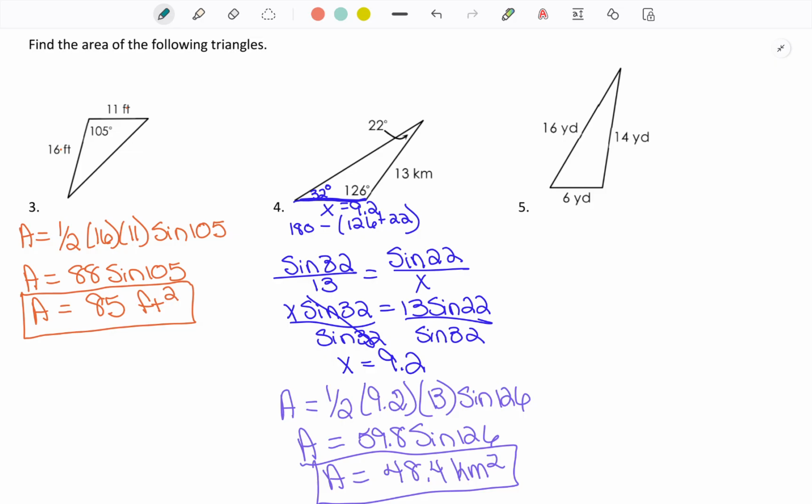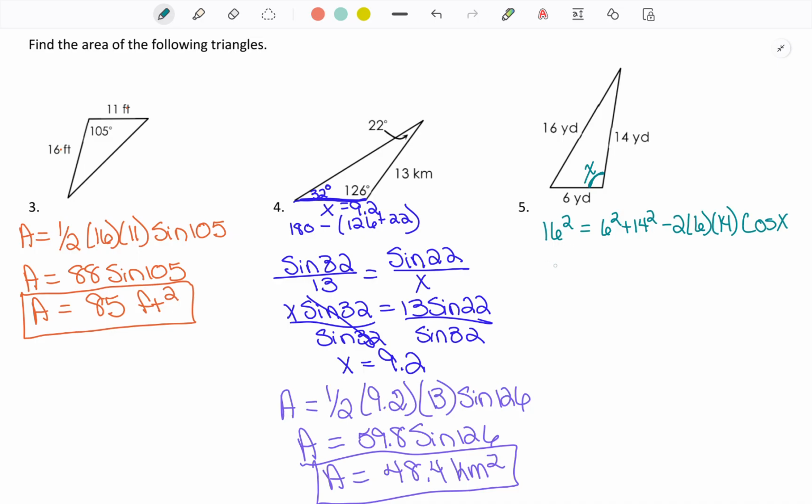All right, so then number 5, we need an angle. So we need to pick which angle. I'm going to go ahead and go for this one. So I'm going to call that X. And so then we are going to have to set up the law of cosines, because we need 2 angles to do law of sines, which we don't have. So we will have 16 as the opposite side. So we'll have 16 squared equals 6 squared plus 14 squared minus 2 times 6 times 14 times cosine x.